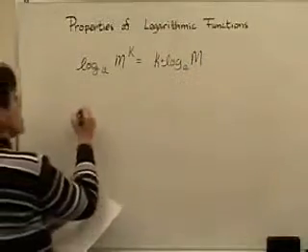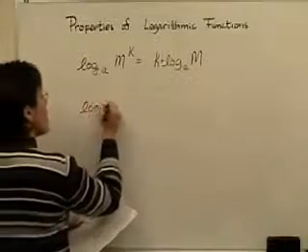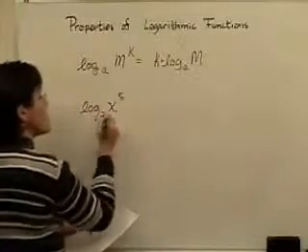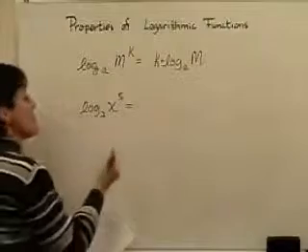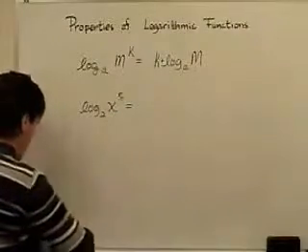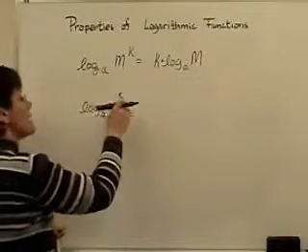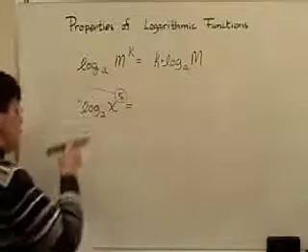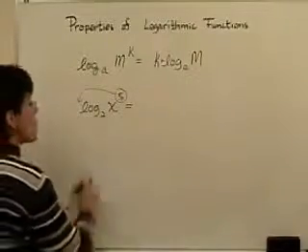Some examples of this, if I had the log of x to the 5th, where the base is 2, whenever I see this, really, all I'm asking you to do is to take this 5 and bring it down in front. And I'll be doing that symbol quite often.